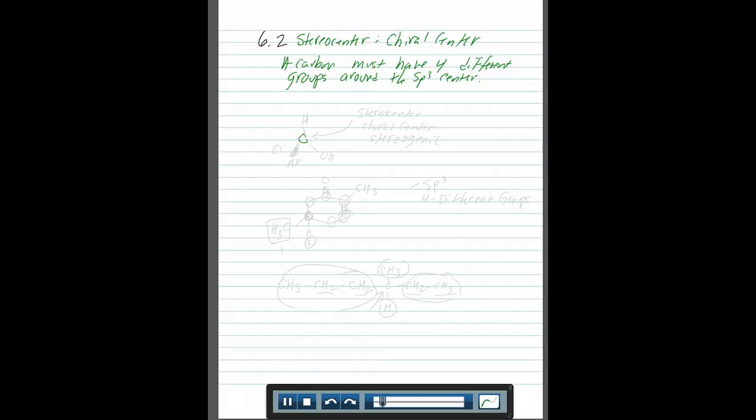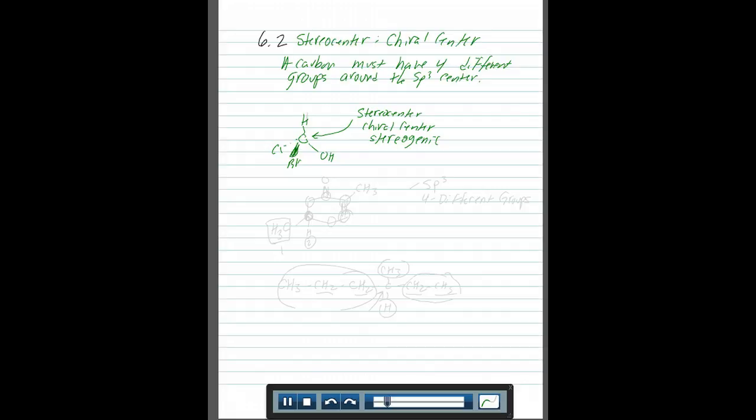Just like we saw a carbon with a hydrogen, with a bromine, with a chlorine, with an OH, this would be a stereo center, a chiral center, a stereogenic center. These are all the same terms. It seems like every 5 years they change the name. I'm going to call them all of them because you might hear all of them. So really any carbon with 4 different groups on it is stereogenic.